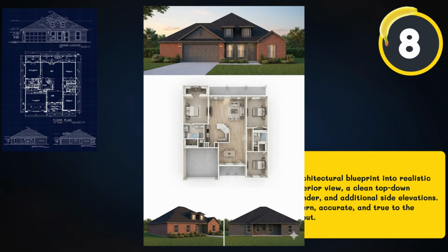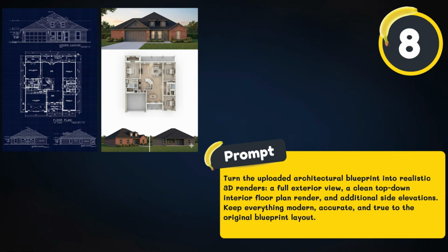The 2 bottom renders look different from each other because they represent different sides of the house. One is a side elevation and the other shows the back of the home. That variation is intentional and correct since each angle naturally reveals different architectural details. Overall, the output is highly accurate. The layout, proportions, room placement, and exterior shape all match the original blueprint, making this use case perfect for architects, designers, builders, or anyone who needs instant visualizations from technical drawings.